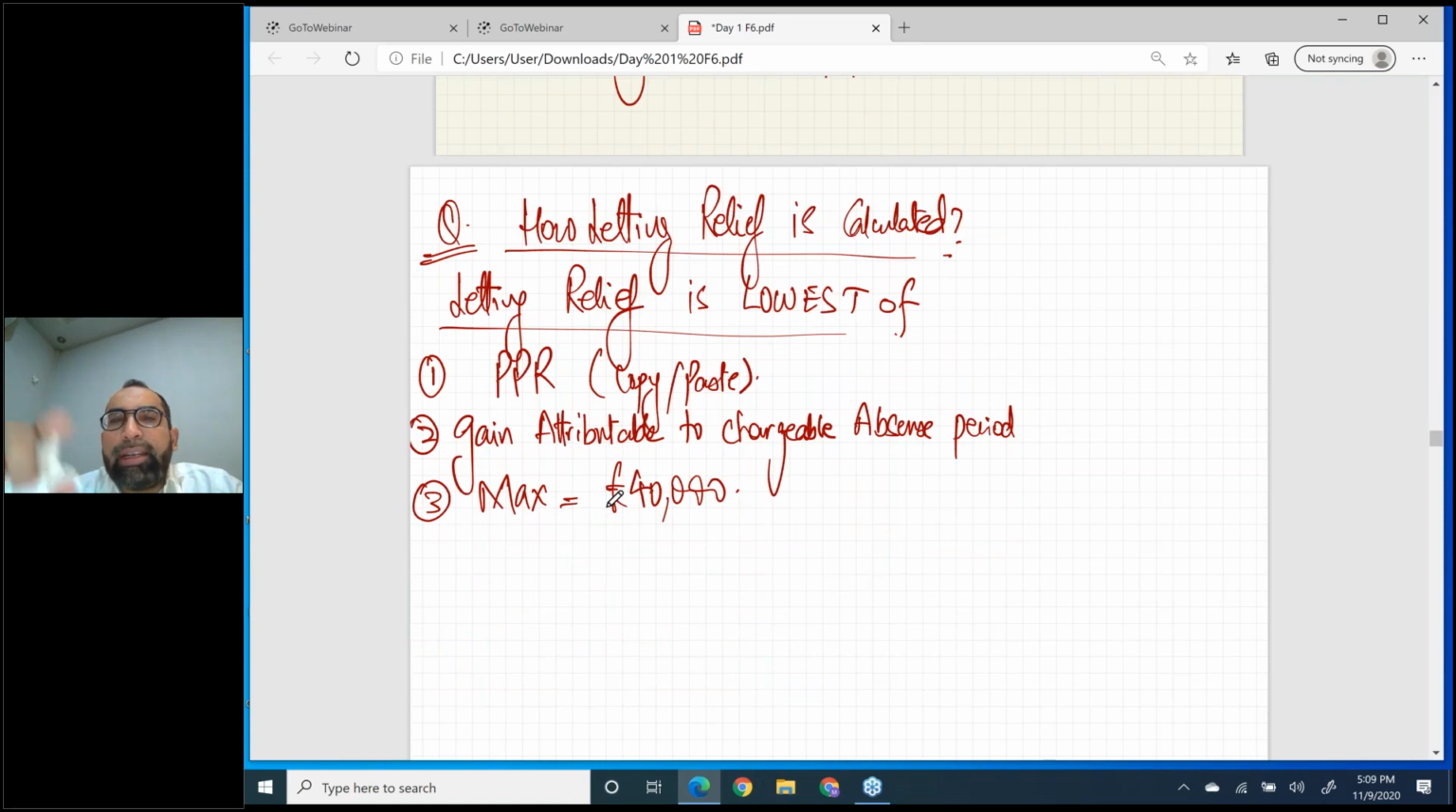Now, how do we calculate letting relief? Always for letting relief you have to calculate three things. The first is PPR, which you have already computed, just copy paste. Number two, this is important, gain attributable to chargeable absence period. And number three is maximum 40,000. Calculate these three numbers, and whatever number is the lowest is your letting relief.